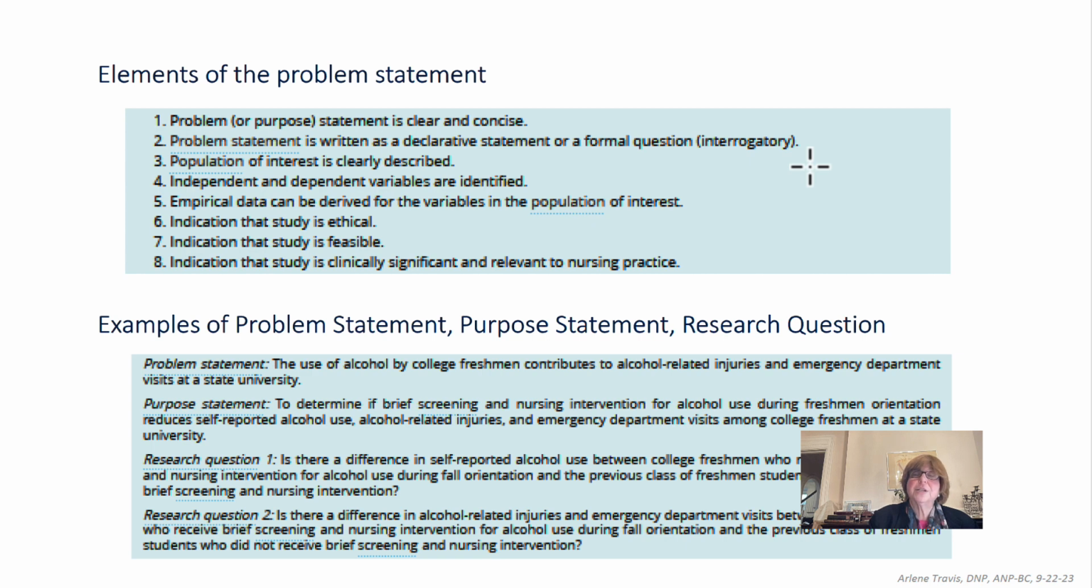So the research question is now going to restate this. Is there a difference in the self-reported alcohol use between college freshmen who receive brief screenings and nursing interventions for alcohol use during fall orientation and the previous class of freshman students who did not receive this initial screening? So what we're looking at is, is there a difference between a group that's going to get screening and education as opposed to the group prior that did not get that? Okay, so that's the intervention.